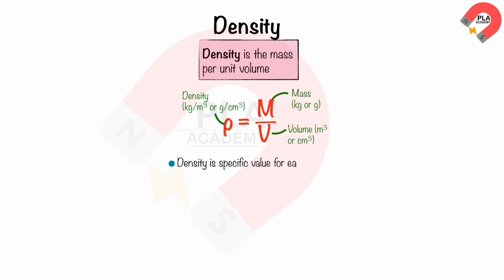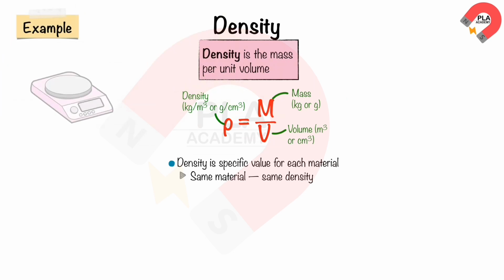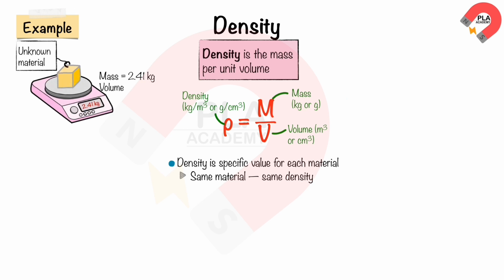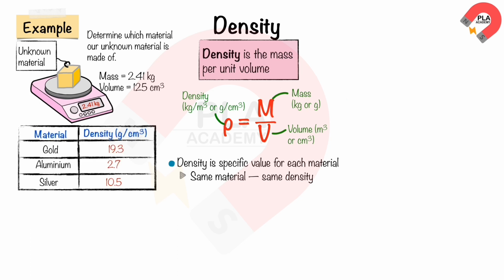Density is a specific value for each material, meaning that the same material will always have the same density. For example, let's say we have an unknown material with a mass of 2.41 kg and a volume of 125 cubic centimeters. To determine which material it is made of, we know the densities of gold, aluminum, and silver as shown in the table.